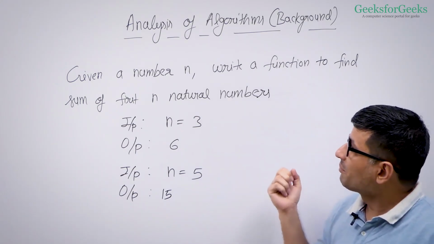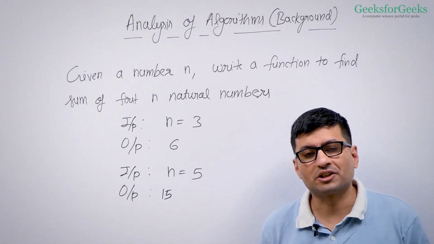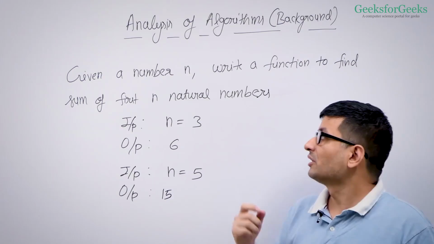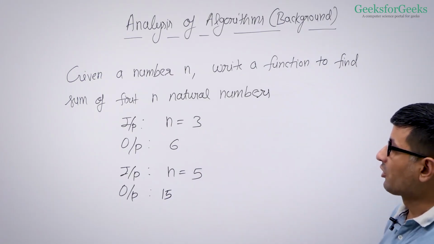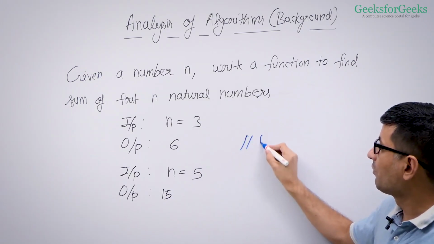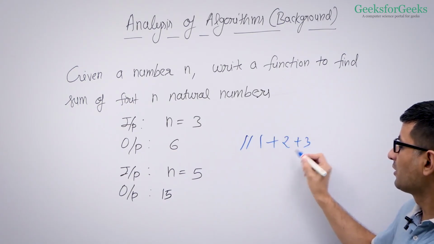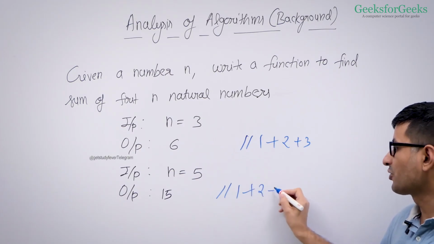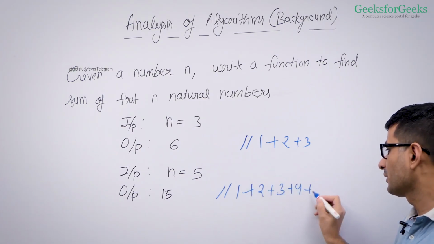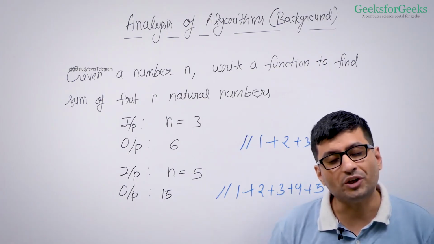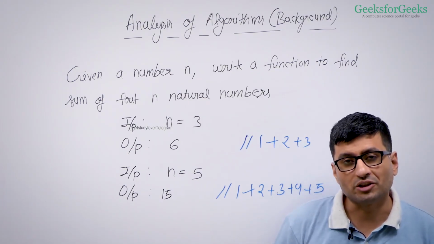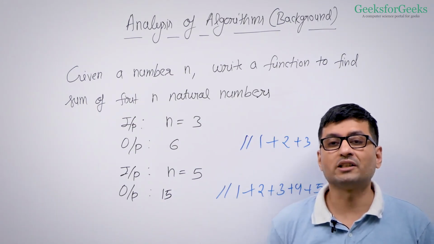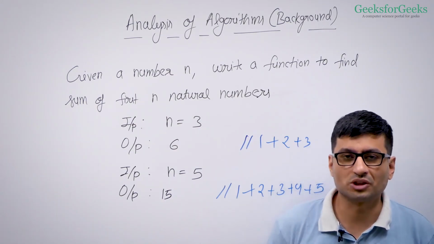You are given a number n, you need to write a function that returns the sum of first n natural numbers. So if n is 3, then your output is 6, which is the sum of 1, 2 and 3, right? First 3 natural numbers. Here the output is the sum of first 5 natural numbers. Right? Please pause this video and try to write a function yourself in your favorite programming language, and then we are going to analyze all different types of solutions for this problem.